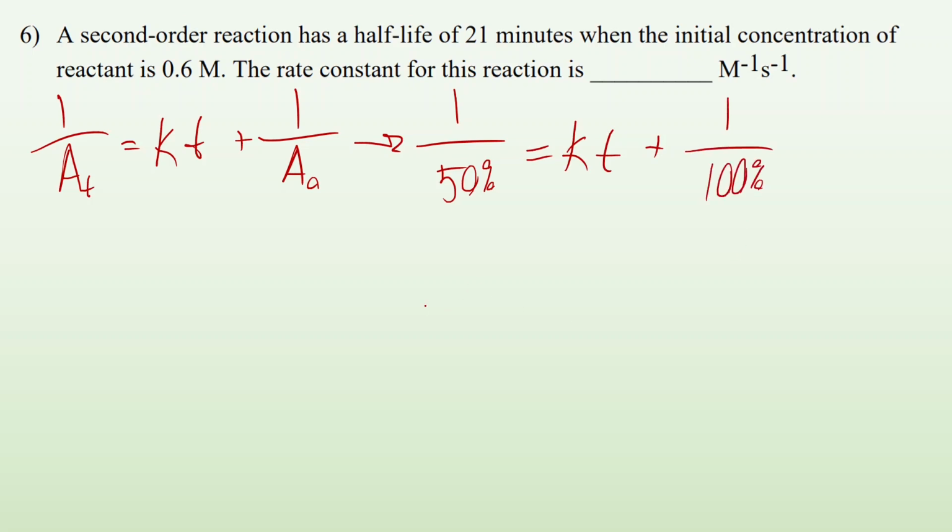So let me do some math, and I get 1 over 50% minus 1 over 100% equals k times t. Now, this 100%, I'm just going to say, that is all of my starting amount. And 50%, well, it's 50% of my starting amount.